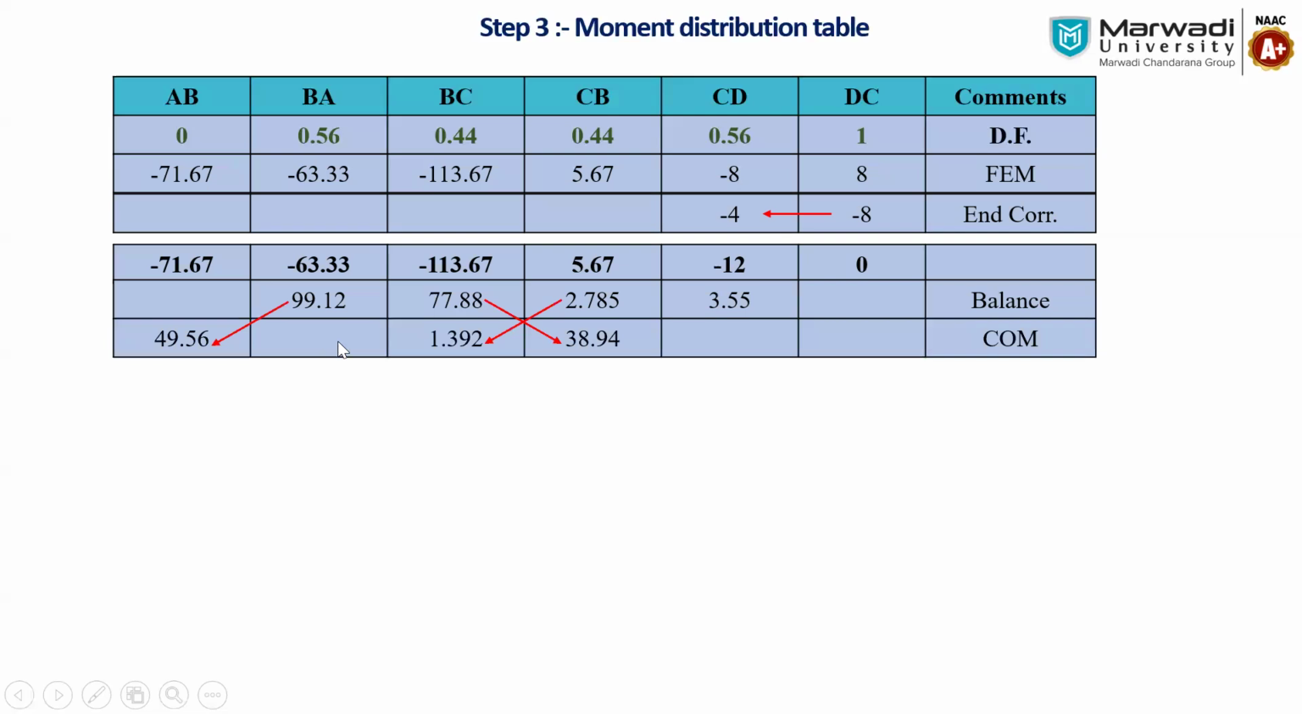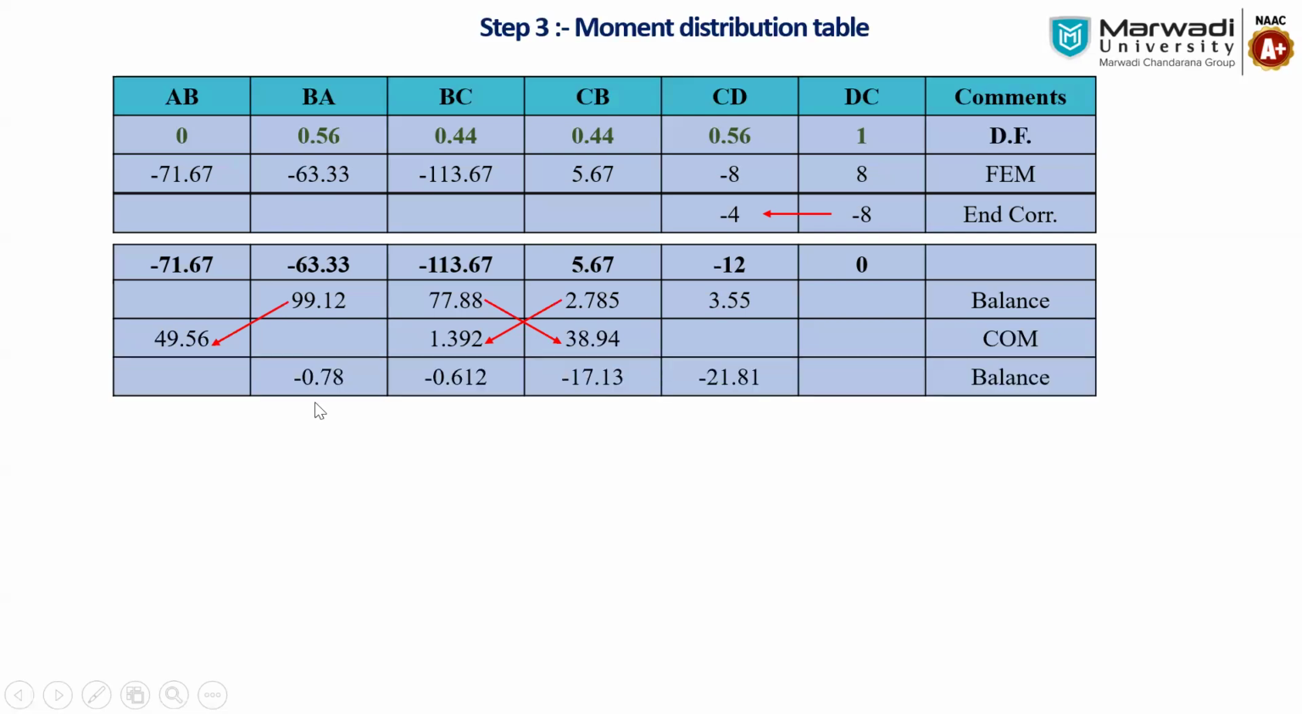Now as you can see here, there is no carryover moment because the distribution factor is 0. So at the BA it is considered as 0, and at the BC it's 1.392. So if we do the next cycle of the iteration, that's 0 plus 1.392, so it's 1.392. So we have to write the minus over here, 1.392 into 0.56, so it will be minus 0.78. And same way, if you are doing the multiplication with the 0.44, it is minus 0.612.